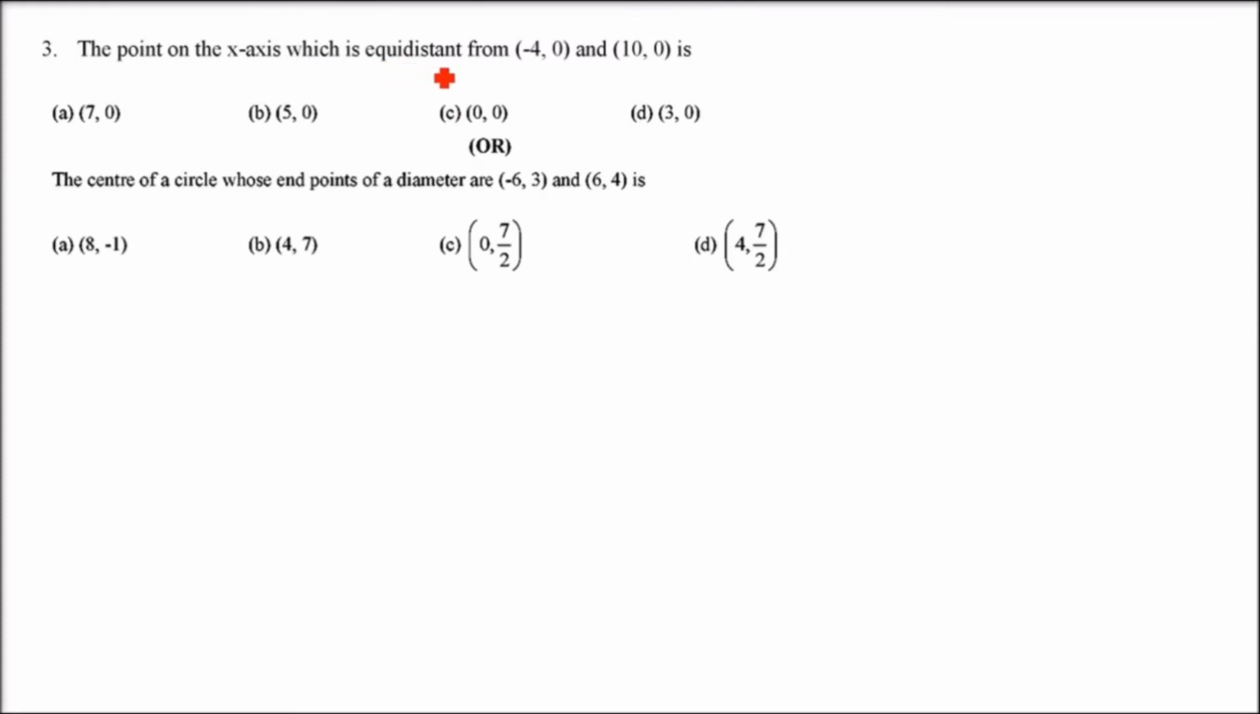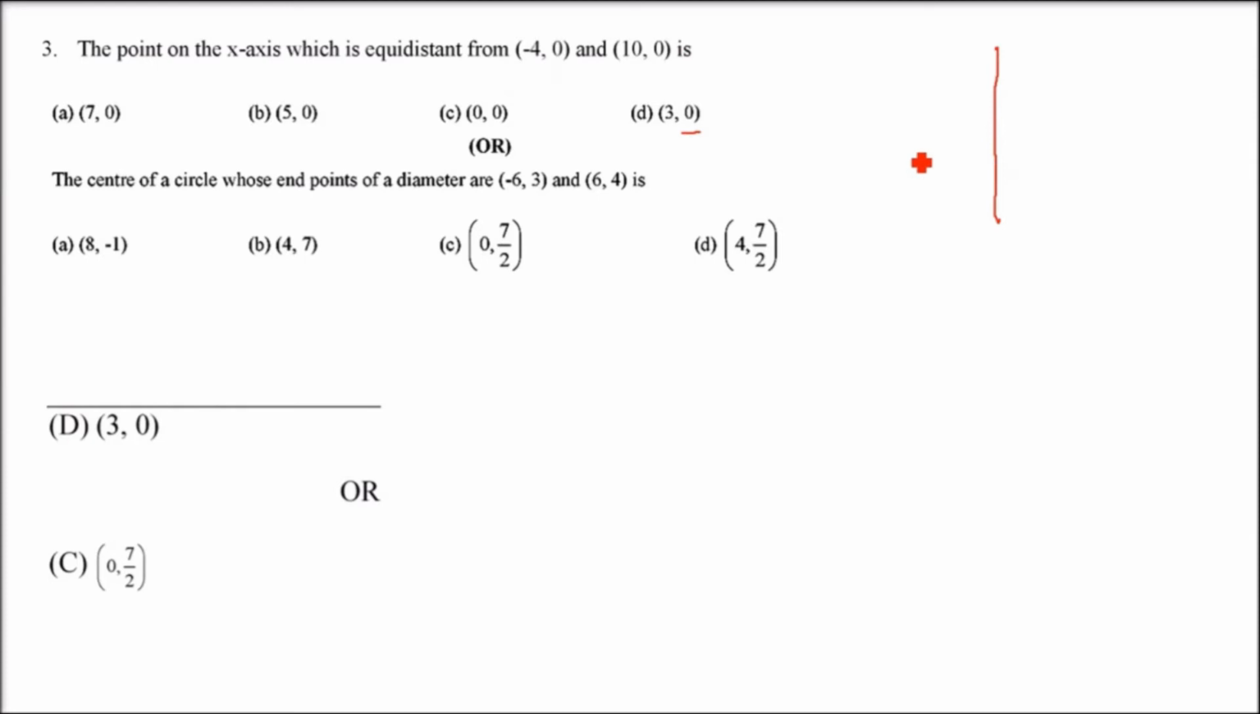Now the point on the x-axis which is equidistant from minus 4, 0 and 10, 0 is. Now there is an OR also, so there is one more question. You can solve either of these two. So the answer, first one is 3, 0 and the second one is 0, 7 by 2. So how do you do this? The point on x-axis which is equidistant from minus 4, 0 and 10, 0.